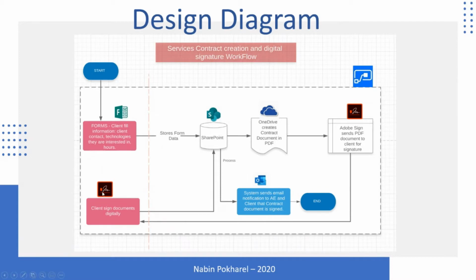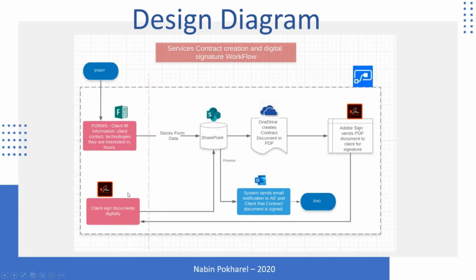Once they sign, or once they deny or cancel the signing, it will be sent back to SharePoint. If denied, it will just update the status in SharePoint. If it is signed, then we need to move that signed document into SharePoint. As SharePoint is a repository, if we need to take a look at the document later, we can just go into SharePoint.